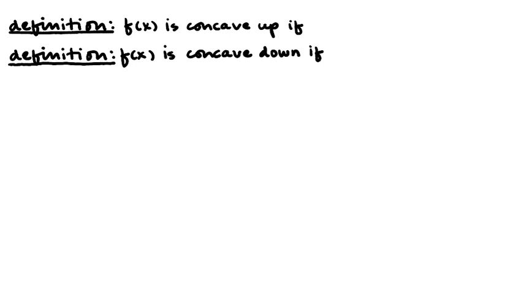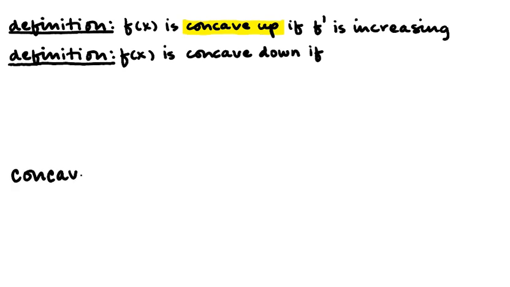All right, so we'll start with our definitions of concave up and concave down. We say that the graph of f is concave up if f prime is increasing. Now I'm going to draw a picture of what that looks like in terms of f. Say we're starting out with a positive slope, but the slope is increasing.